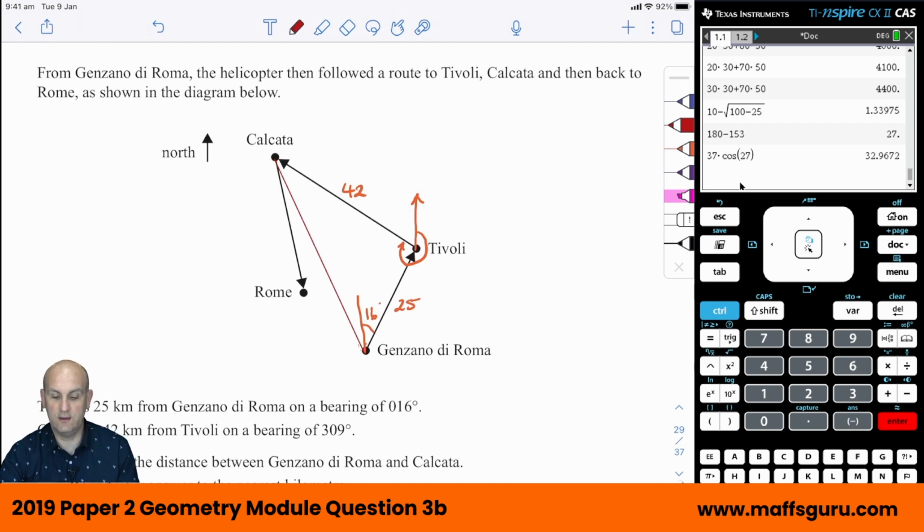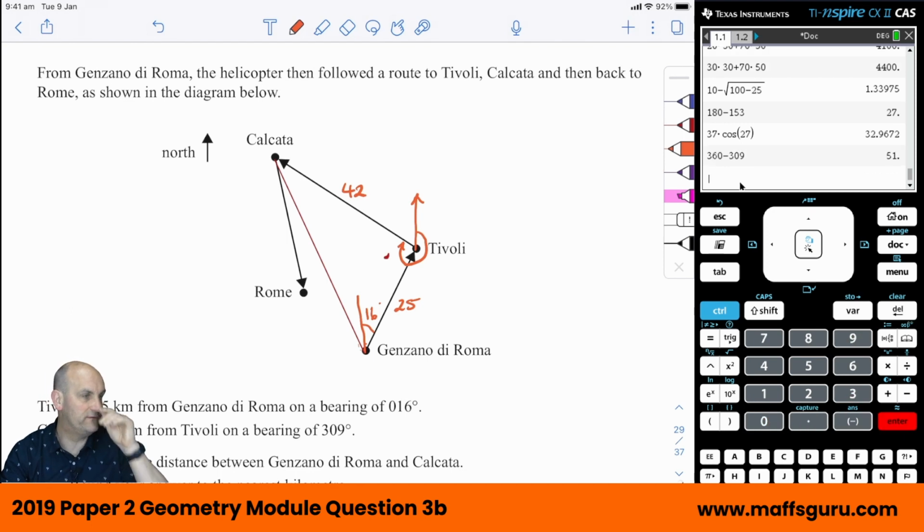100% cosine rule now. To be able to use the cosine rule, I have to find this angle in here. How am I going to do that? Well, I know that from Tivoli to Calcutta, that is 309 degrees. So if I do 360 minus 309, I get 51 degrees. Now, how's that helping me? That tells me that this angle in here is 51 degrees. And you're going to say, well, that's not helped me at all.